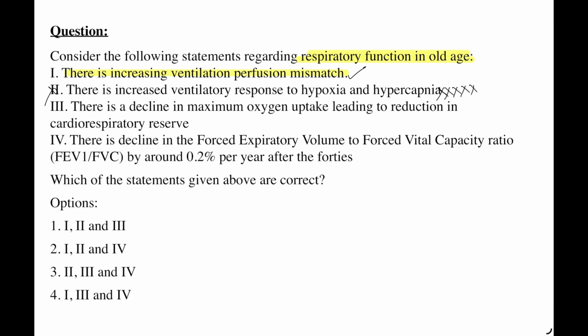So this is wrong. There is decline in maximum oxygen capacity. Yes. There is decline in FEV1 and FVC. Yes. Okay, this is easy. So this one is wrong. So correct answer is 1, 3 and 4.